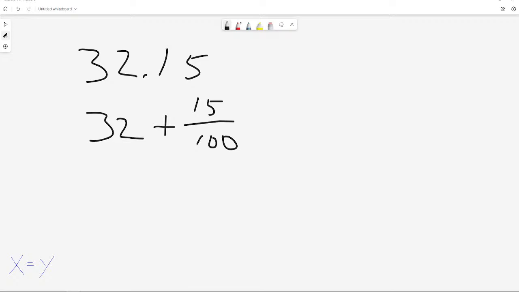So 15 over 100 can reduce because we know 5 goes into both of these, so we can reduce that to, let's see, 5 goes in there 3 times, to 3/20ths.